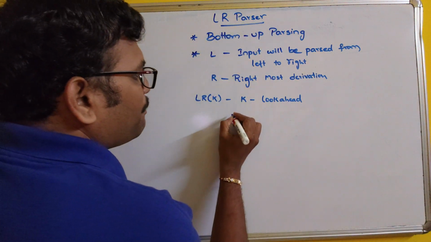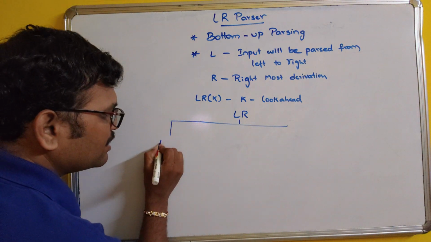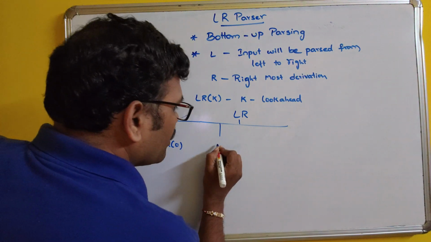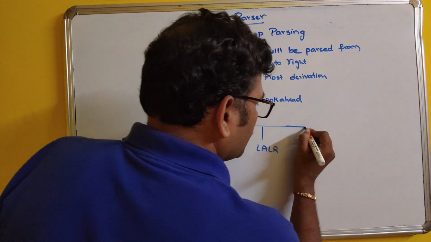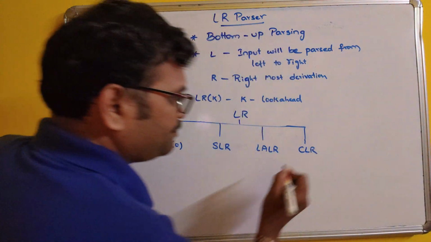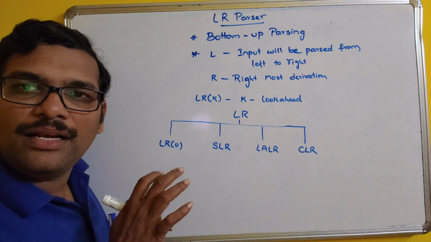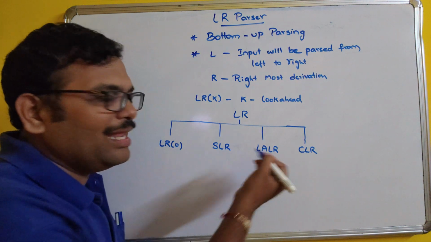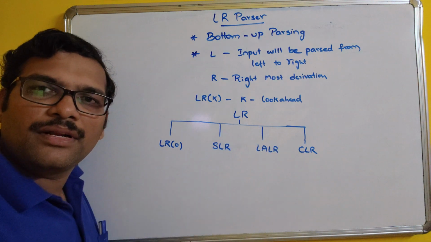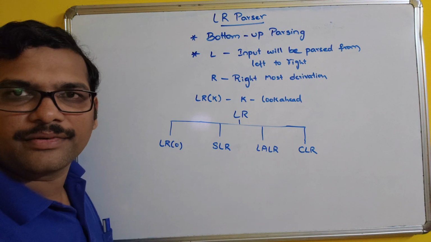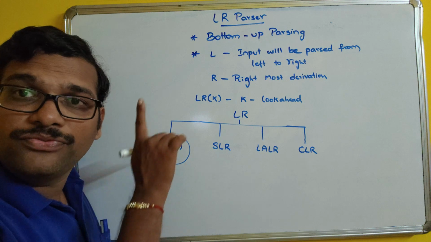Usually the LR parser is categorized in different ways: LR of 0, SLR, LALR, CLR. SLR stands for simple LR parser, LALR stands for lookahead LR parser, and CLR stands for canonical LR parser. Now we'll start with the normal LR parser, LR of 0.